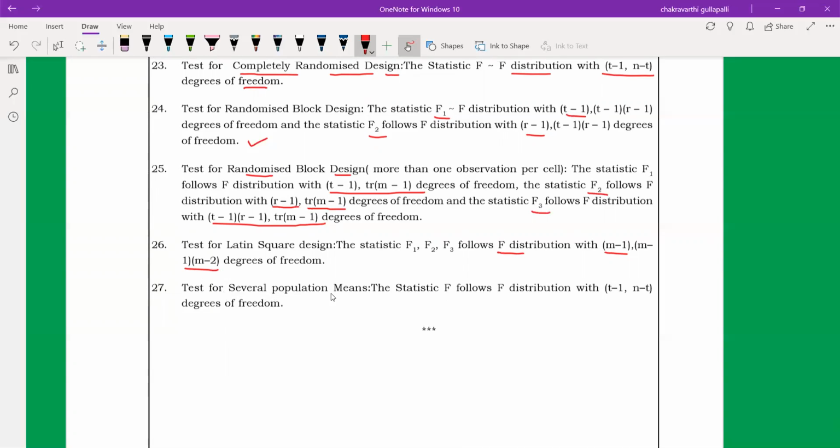Several population means, you know this very well: the F distribution follows t minus 1, n minus t degrees of freedom. Several population means, ANOVA. In ANOVA, definitely we have to use the F test. F follows t minus 1, n minus t degrees of freedom. The parametric test is over. Next, we will take level 1, level 2 problems based on the parametric tests and testing of hypothesis.